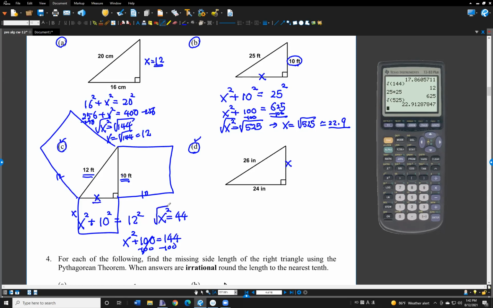By definition, square root, square root. Now, this x squared square root is x, so x equals, now you can use it, right? Square root of 44 equals how much? 6.6 is the answer.